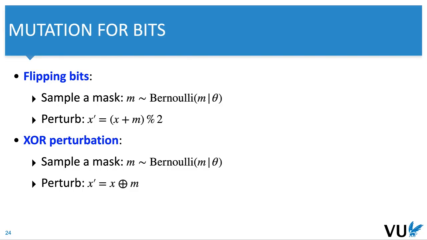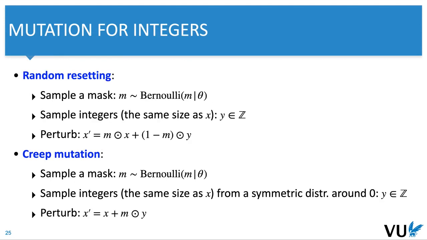All right. So these are the possibilities for binary representations. Now for integers, the first is random resetting. What does it mean? We sample a mask, we sample new integers, so a vector of integers, and then we just multiply element-wise. This mask says which positions we will zero out, right? And in these places that we decide to zero out, we just add a new integer.